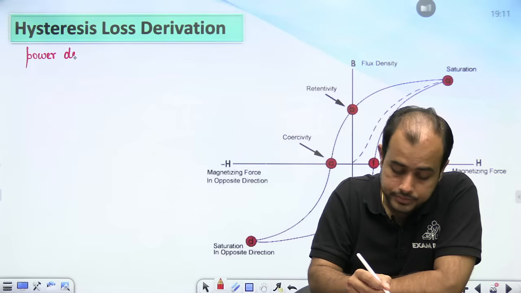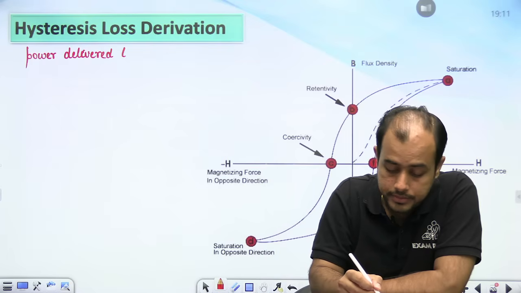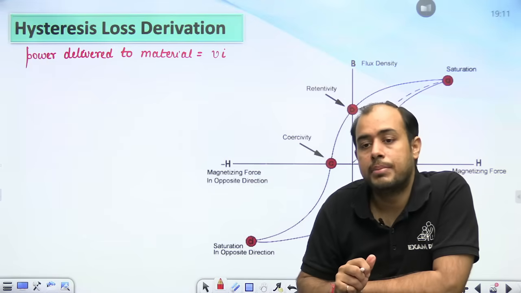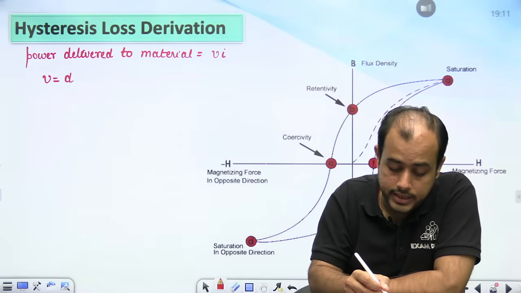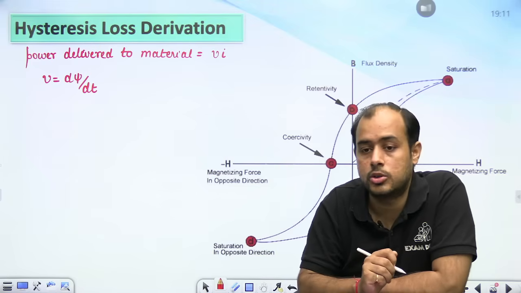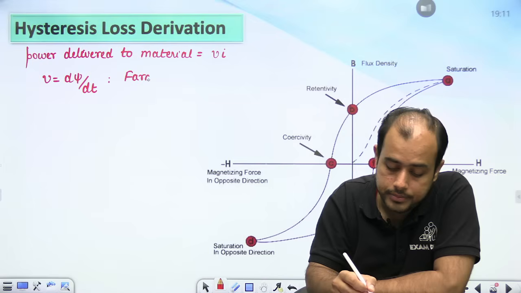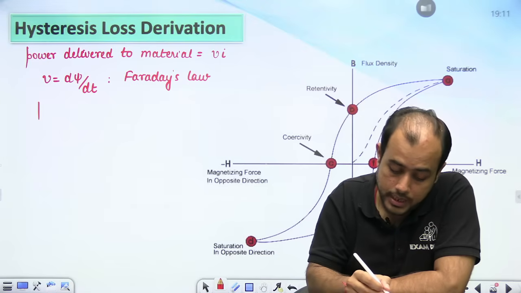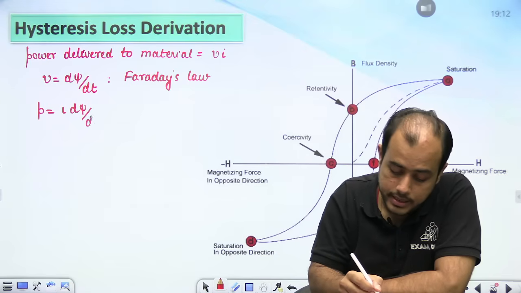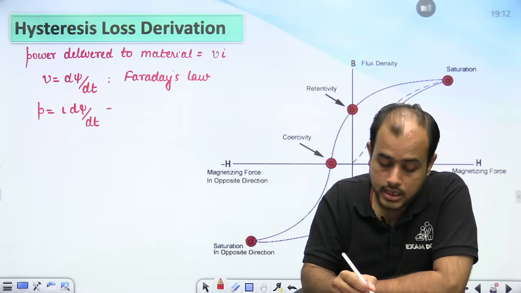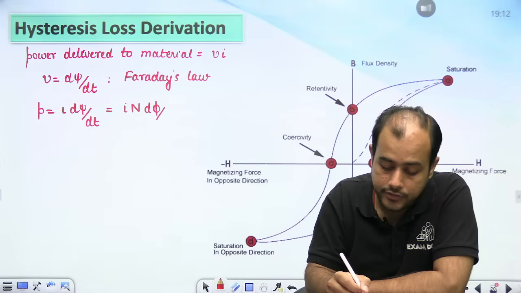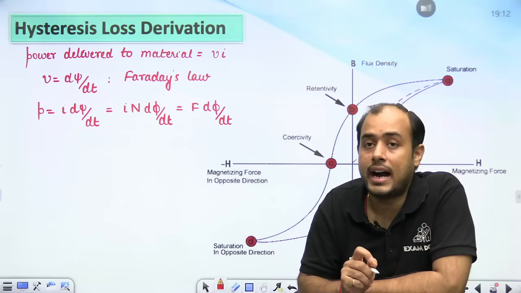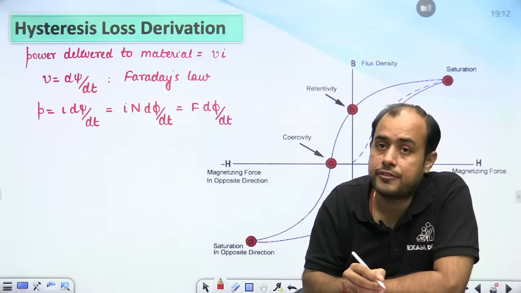So the power delivered to material is V into I. Power is V into I. Now V is d psi by dt. Voltage क्या होता है? d psi by dt by Faraday's law. So power will be I d psi by dt. Now psi is n phi. So I n d phi by dt, or you can say mmf into d phi by dt. Now phi is B into area and mmf is h into L.